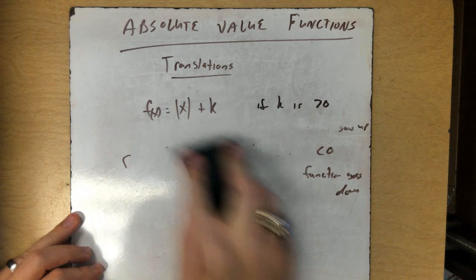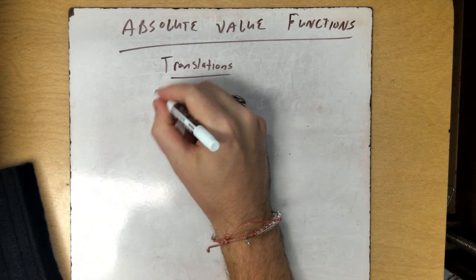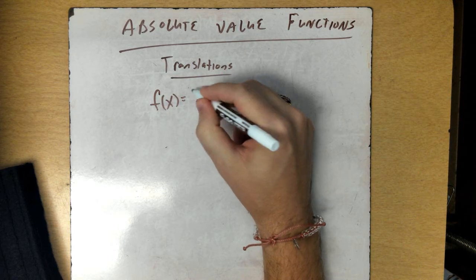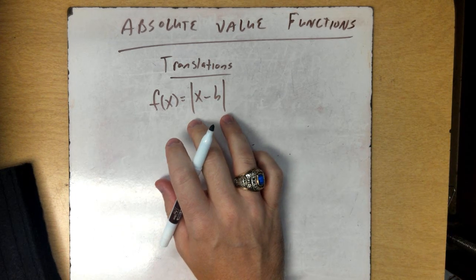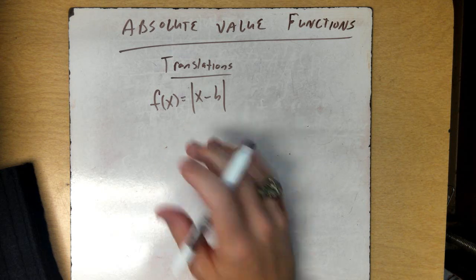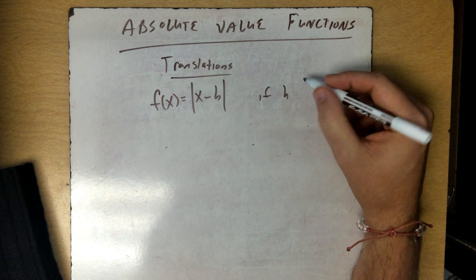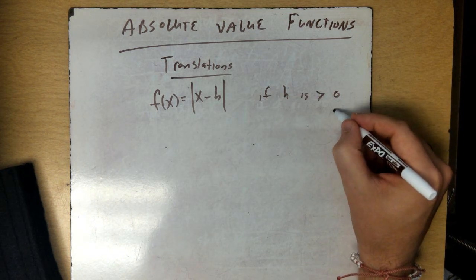All right, so then we can go left and right. f of x equals the absolute value of x minus h. Instead of parentheses like in linear functions, absolute value functions use the absolute value lines, but it works the same way. So if h is greater than 0, it shifts right.